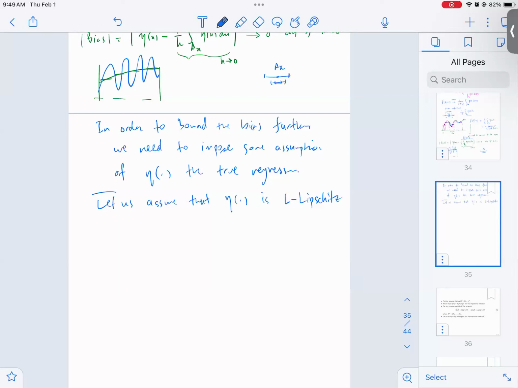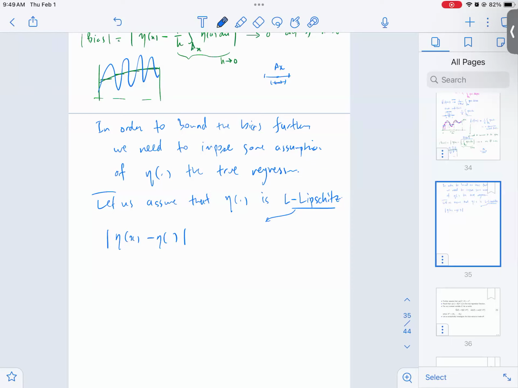Does anyone know what Lipschitz means? Okay, no one. So this is a very cool assumption to learn. This is another thing that you can learn in this class. These are functions whose derivatives don't change much. An easier way to say it is that eta is L-Lipschitz if, for eta of x, if I look at two points, x and y, I take the absolute value.